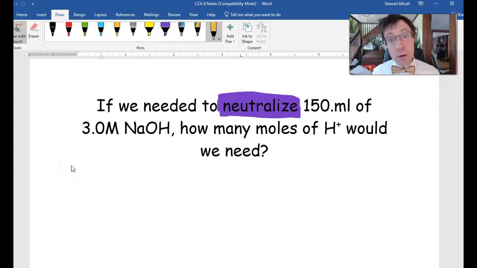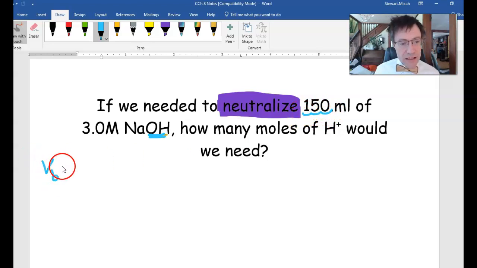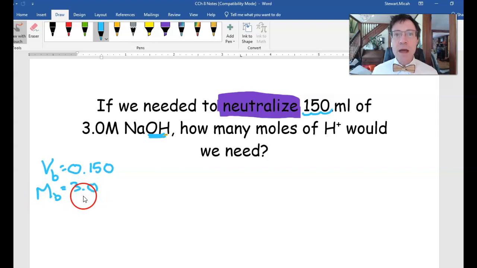Let's write out our variables. All right, so we're given right up here 150 mils of 3 molar NaOH. See my OH right here? Let's see if we can color code this. That's my NaOH. That's my base, right? Because OH. So I'm going to take this and go 1, 2, 3. Volume of my base is equal to 0.150. Right? And here's my molarity. The molarity of my base is 3.0. Right? Got it right there.